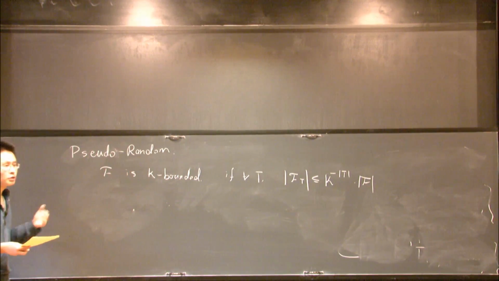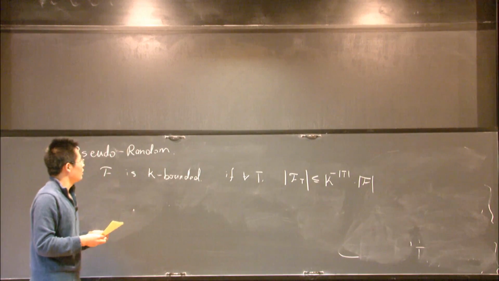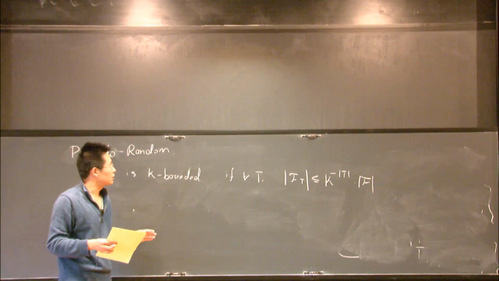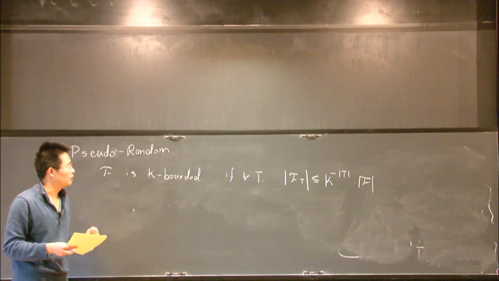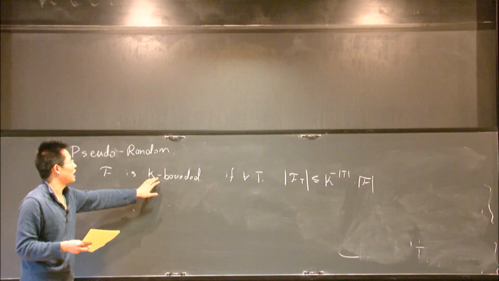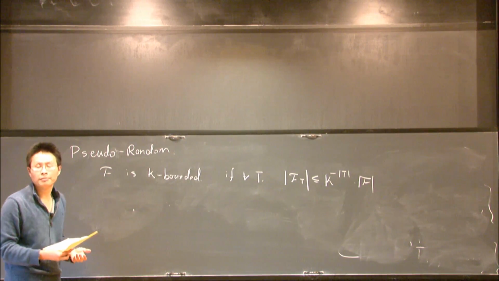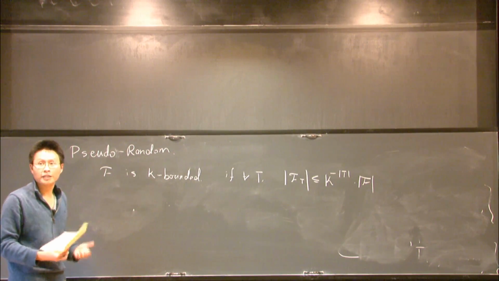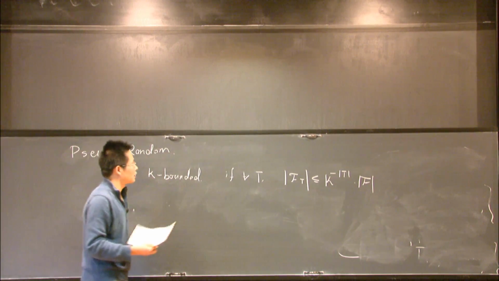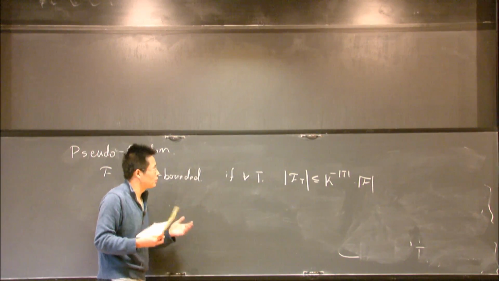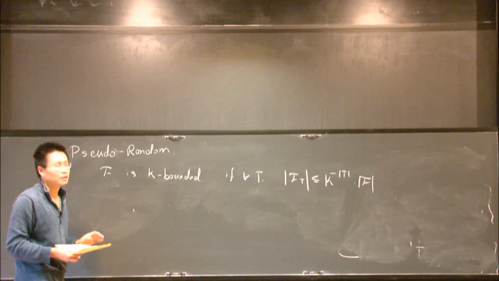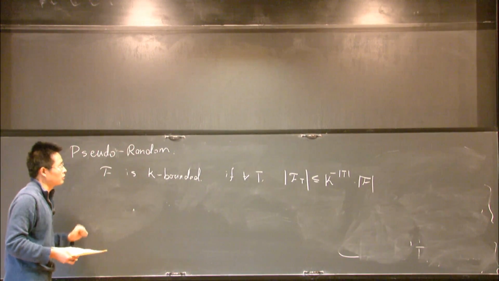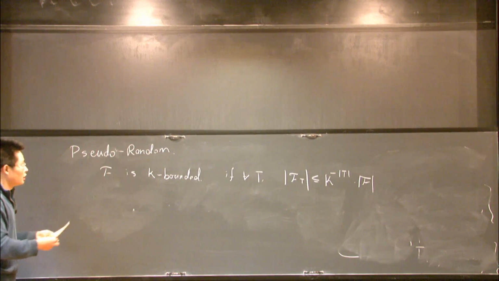For people who are interested in communication complexity, there is another name for kappa-bounded, which is called block-wise min-entropy. It connects to lifting theory. But I'm not going to go through more details now. So basically, this is the definition.